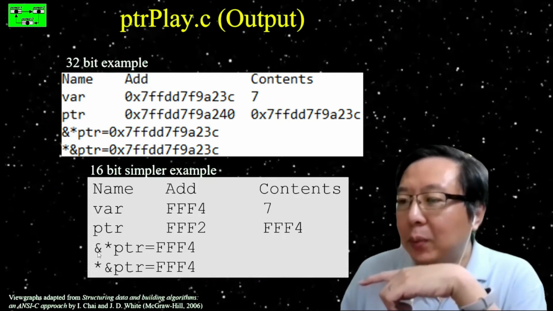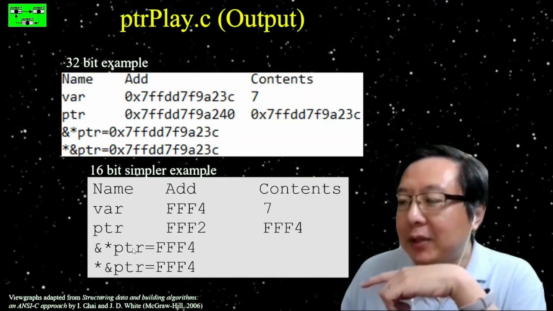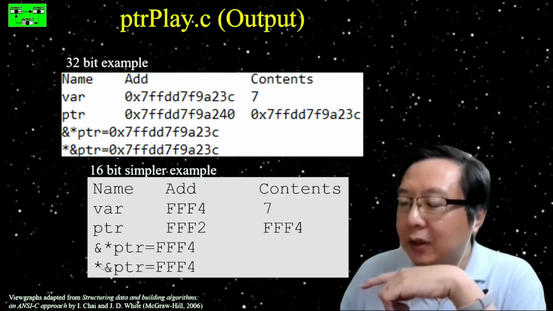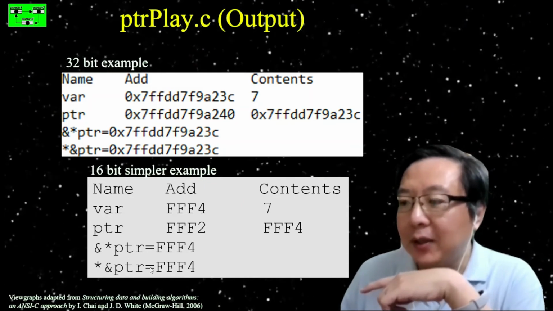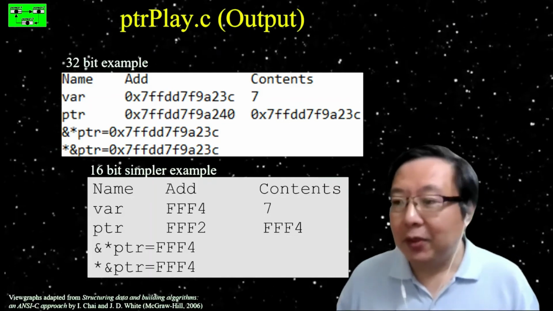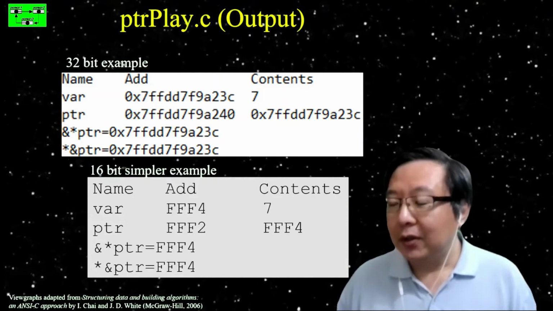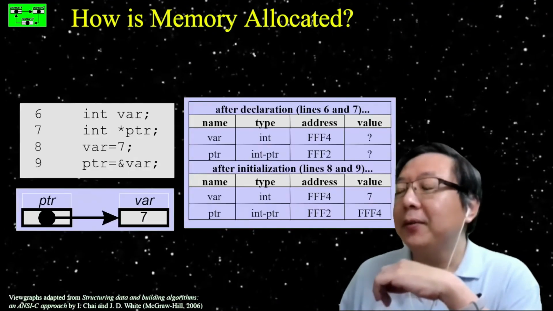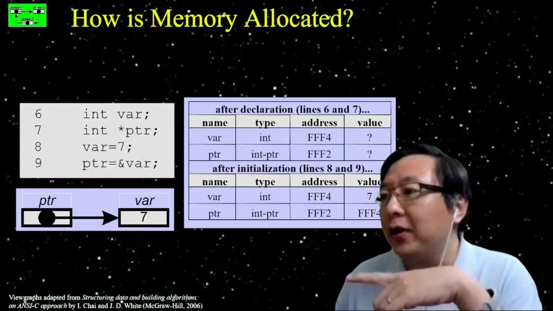And then when we said ampersand star PTR, we got FFF4. And when we said star ampersand PTR, we got FFF4 as well. So is it the same thing or is it different? Well, let's take a closer look. Here is what's actually going on.